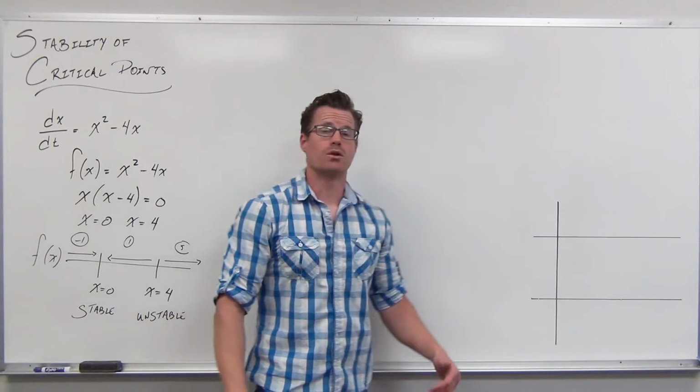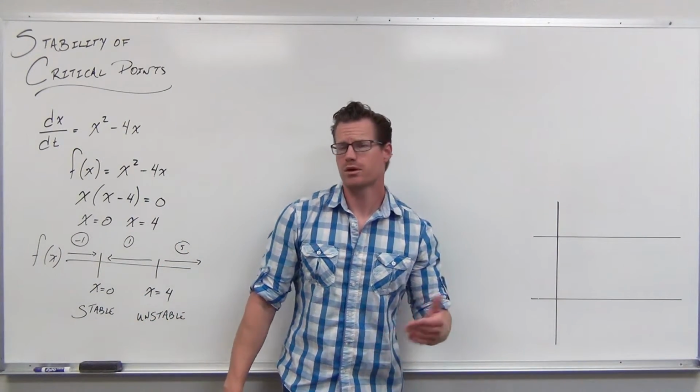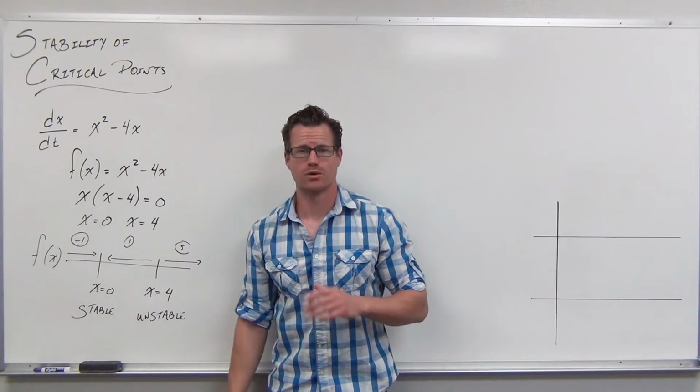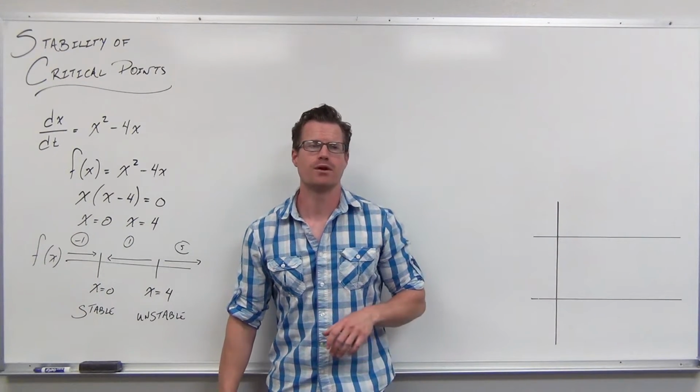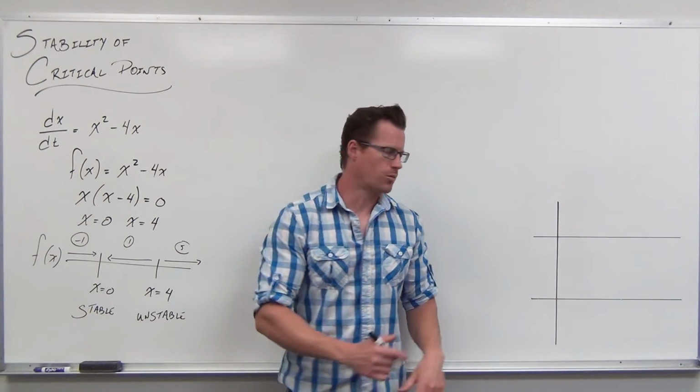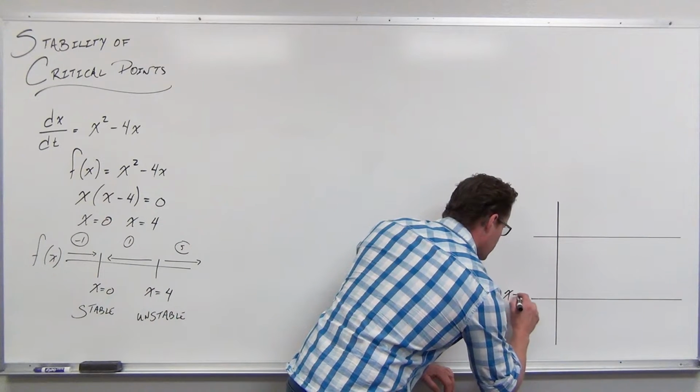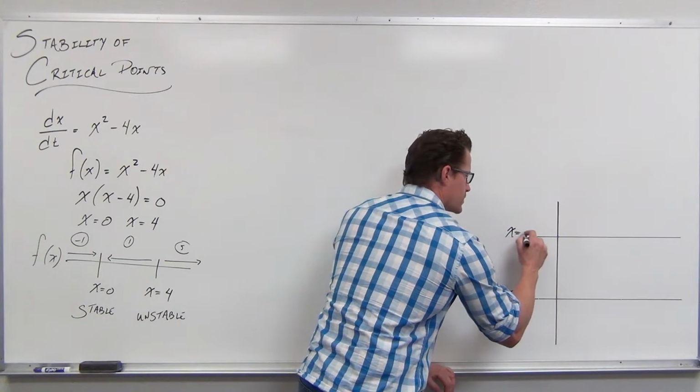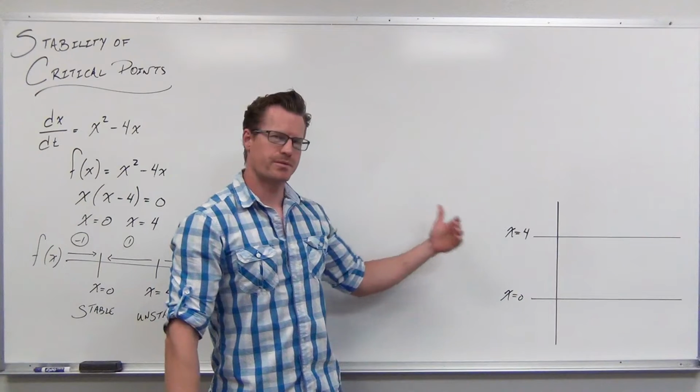Now, how is it going to look? I'm going to come over here and show you, and then we're going to go ahead and solve this differential equation. We're going to see that it gives us the same exact graph. So if I have these two critical points, x equals 0 and x equals 4, I want to make sure I put them in order.